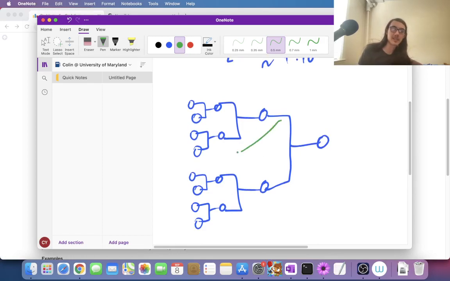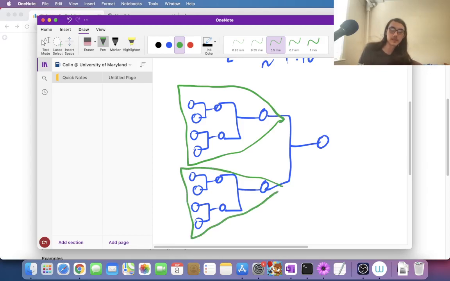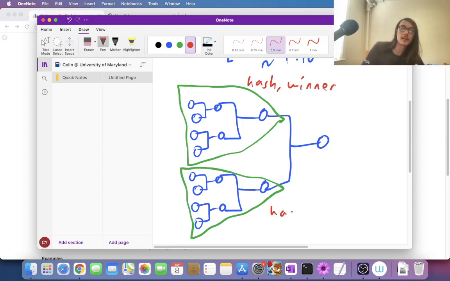Here, what we're going to do is compute stuff for half the tournament, here, and also here. Why does this help? Because we're going to do each half of the tournament by itself, and then combine them at the end. The reason this is nice is that the only information we need to store coming out of each part is the hash for that part and the winner.